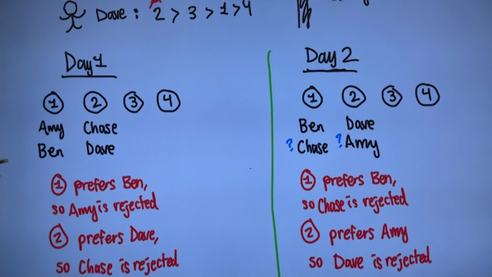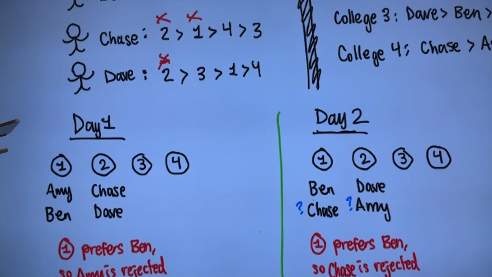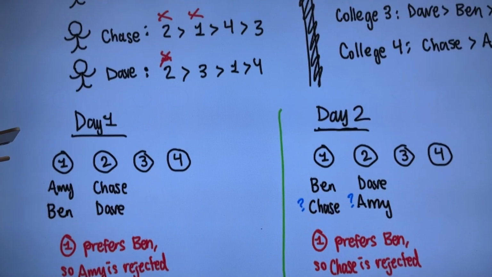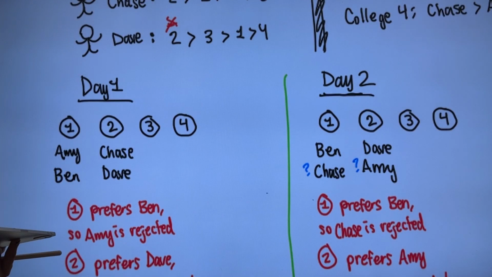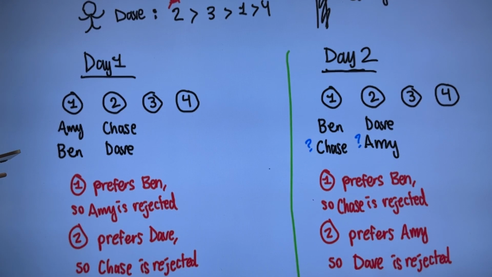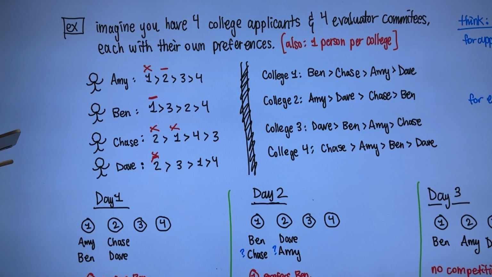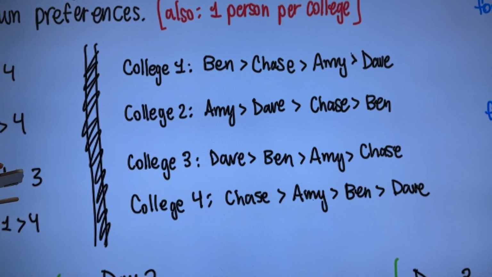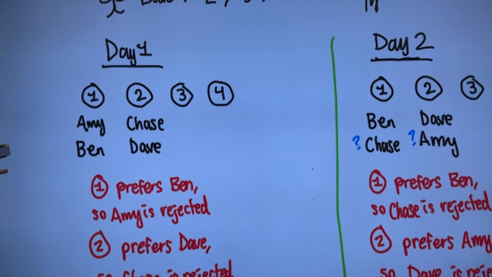So day 1, all these applicants are going to go to their top college first. So Amy and Ben, where are they going to go? They're going to go to college 1. Chase and Dave, they're going to go to college 2. But remember, in this example, the colleges can only take 1 person. So there's a little competition here. So now we need to consider the college preferences. Okay, college 1, what do they prefer? Ben or Amy? It looks to me that college 1 prefers Ben over Amy. So what does that mean? Amy's going to get rejected.